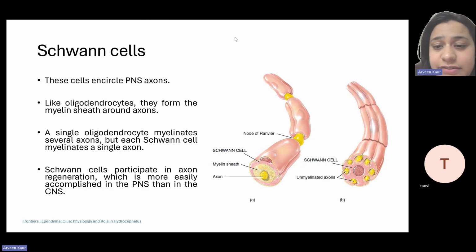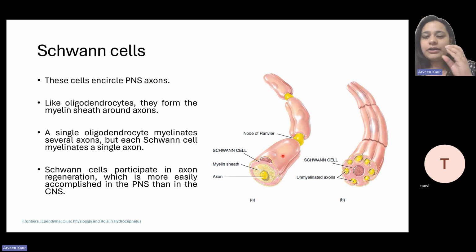Then there were two kinds of glial cells present in the peripheral nervous system, right? They were the Schwann cells and the satellite cells. So let us go through them quickly so that we can wrap up the session after that. So what are the Schwann cells? These are cells that encircle the PNS axons. So they are similar to the oligodendrocytes, right? Oligodendrocytes were also creating the myelin sheath. Similarly, Schwann cells create the myelin sheath, but in the PNS axons, not the CNS axons.